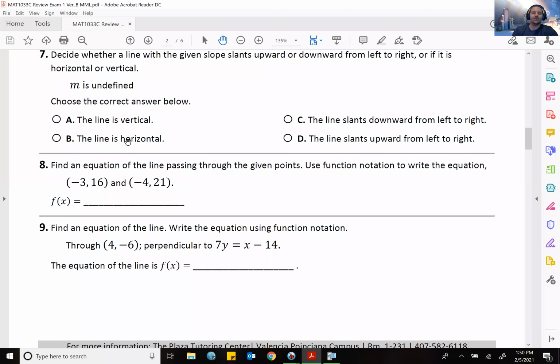A horizontal line will be when your slope is 0. Just to review that with you: a line that slants downward means that the slope is negative, and a line that slants upward means that the slope is positive. Okay, since this is not a number, it can't be those two. Any questions on number 7?